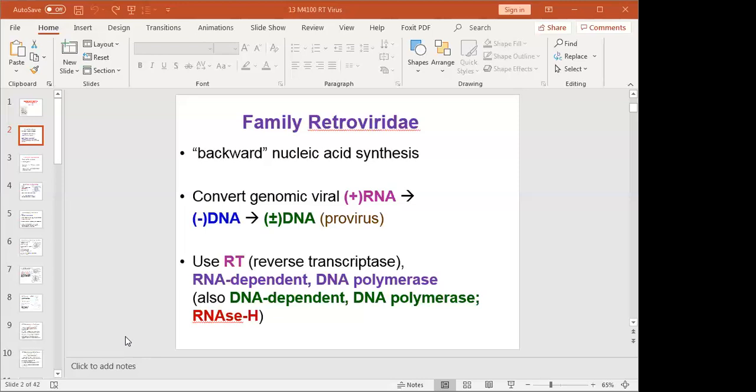Also, there's an enzyme called RNase H that is a DNA-dependent DNA polymerase. DNA-dependent DNA polymerase uses a DNA template to make more DNA. We'll talk about these in a little bit more depth and detail.